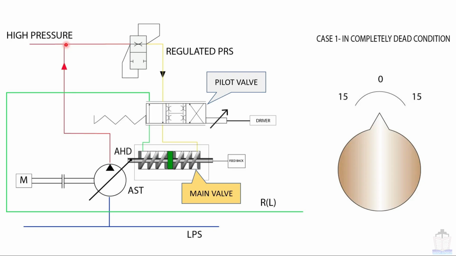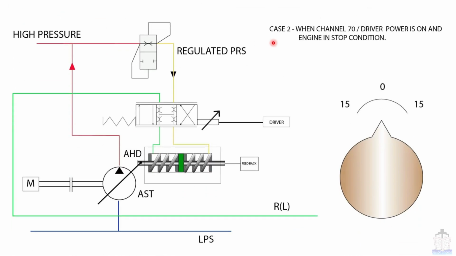Now going to see case number 2. When channel 70 or driver power is on and the engine is in stop condition, in that condition also the swash plate cam will be at 0 position. There will be no pressure in this line, although the electrically driven pump is running, because a non-return valve is fitted in this discharge line. So there is no pressure effect acting on this line, so it will remain at 0 position.